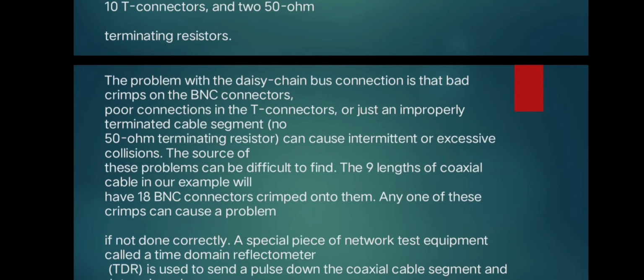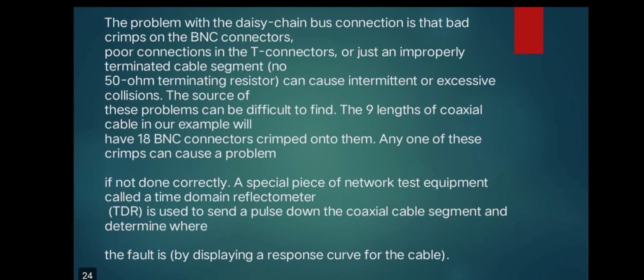The problem with the daisy chain bus connection is that bad crimps on the BNC connectors, poor connections in the T connectors, or just an improperly terminated cable segment, a missing 50 ohm terminating resistor, can cause intermittent or excessive collisions. The source of this problem can be difficult to find.